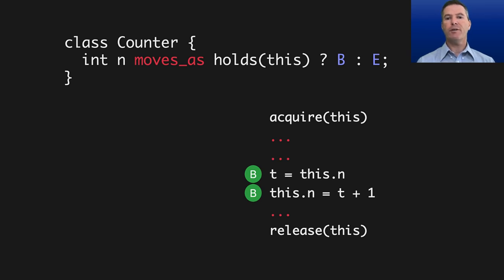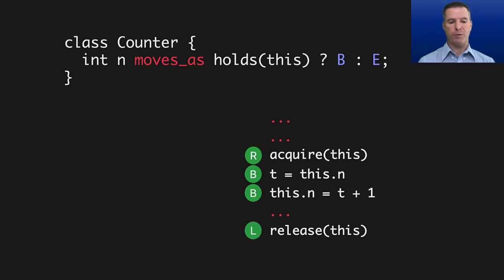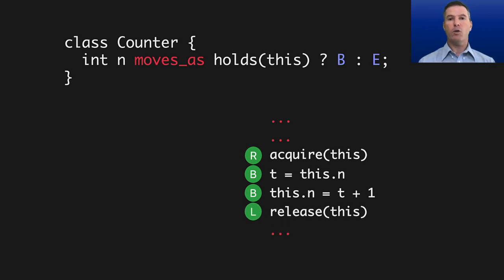And if we look at this acquire, once the thread holds the lock, the other red threads can't mess with the lock, so acquires are always right movers, and conversely, releases are always left movers. So we get an equivalent serial trace where this code fragment executes serially without interleaved steps from other threads.